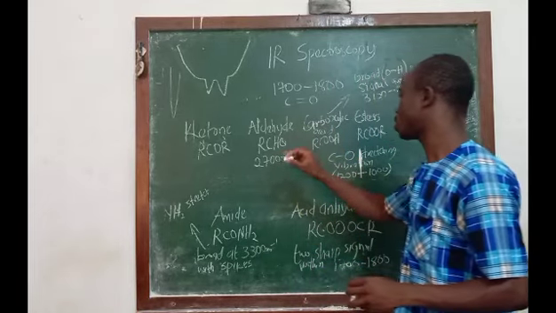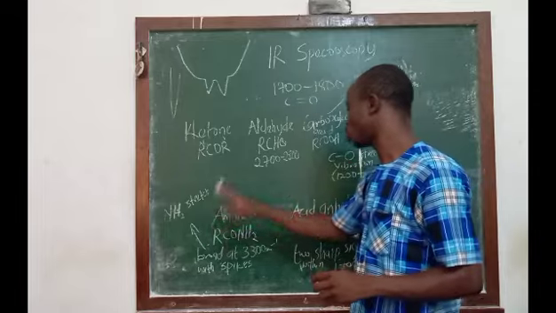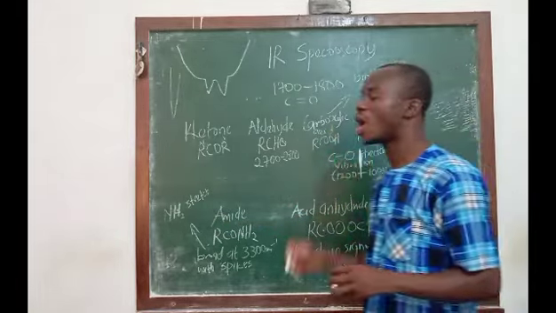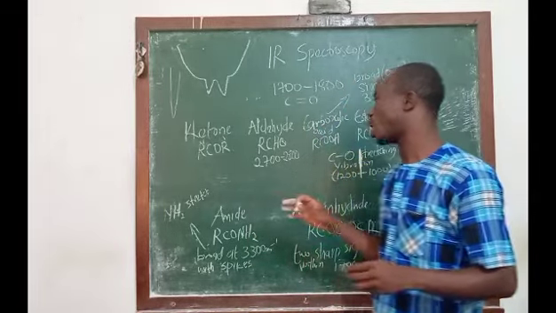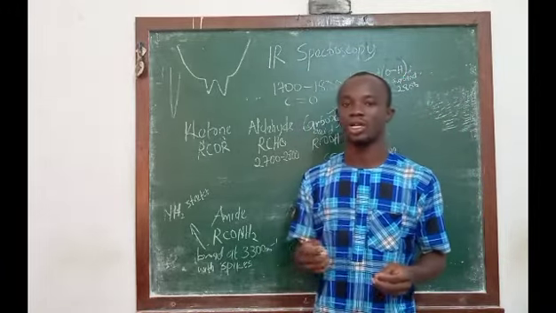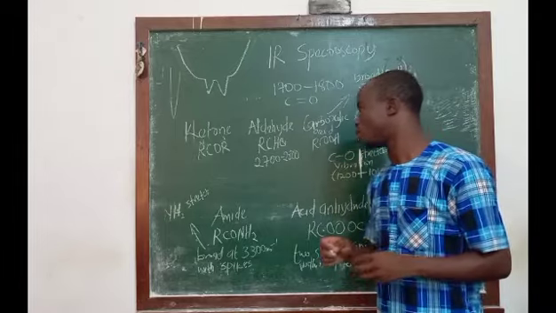But these, like I said, are different signals you can always look out for to identify what kind of carbonyl compound your IR spectrum represents. And with this, I am certain that you can always read your IR spectrum to get the correct class of compound that it represents.